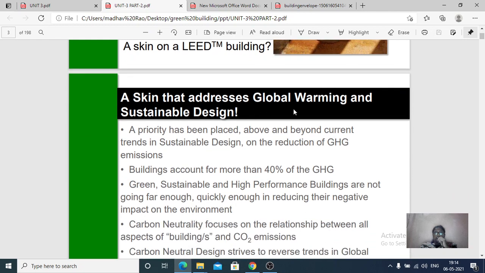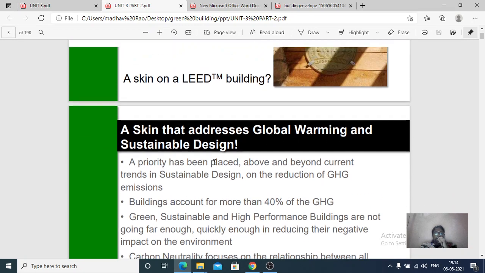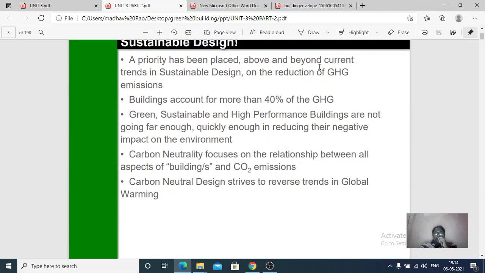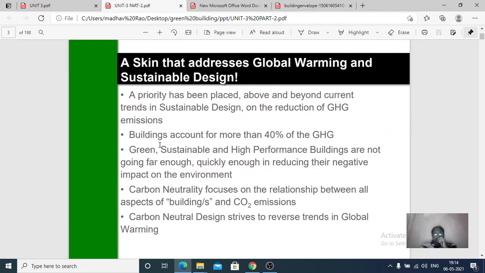The skin that addresses global warming and sustainable design. A priority has been placed, above and beyond current trends in sustainable building, on reduction of GHG, greenhouse gas emission. Buildings account for more than 40% of the greenhouse gases. Green, sustainable and high performance buildings are not going far enough, quickly enough in reducing their negative impact on the environment. Carbon neutrality focuses on the relationship between all the aspects of buildings and CO2 emission.